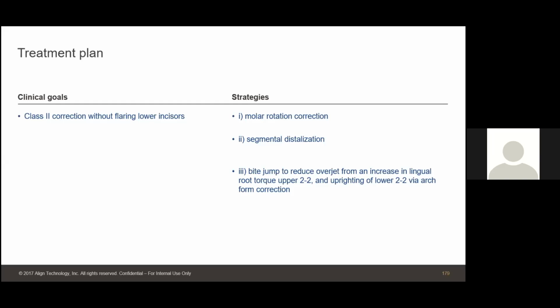So on cases that have growth remaining, when you get a ClinCheck back, sometimes the ClinCheck may come back with 80 aligners if you're trying to do distalization. And it's because they're distalizing the class 2 the full way. But it may not be necessary because you're wearing a class 2 elastic.